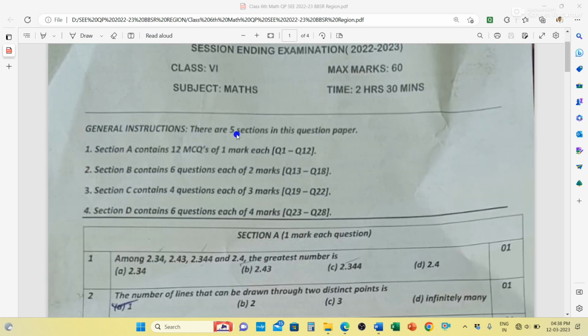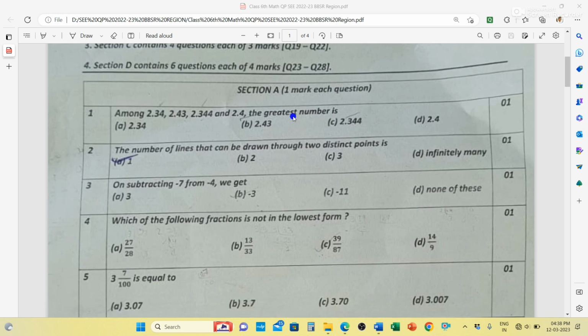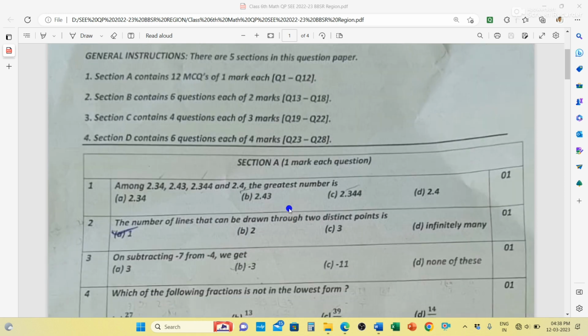General instructions. There are 5 sections in this question paper. Section A contains 12 multiple choice questions of 1 mark each. Section B contains 6 questions each of 2 marks. Section C contains 4 questions each of 3 marks. Section D contains 6 questions each of 4 marks. So first, section A. Each question carries 1 mark. Total questions are 12, so total marks will be 12.